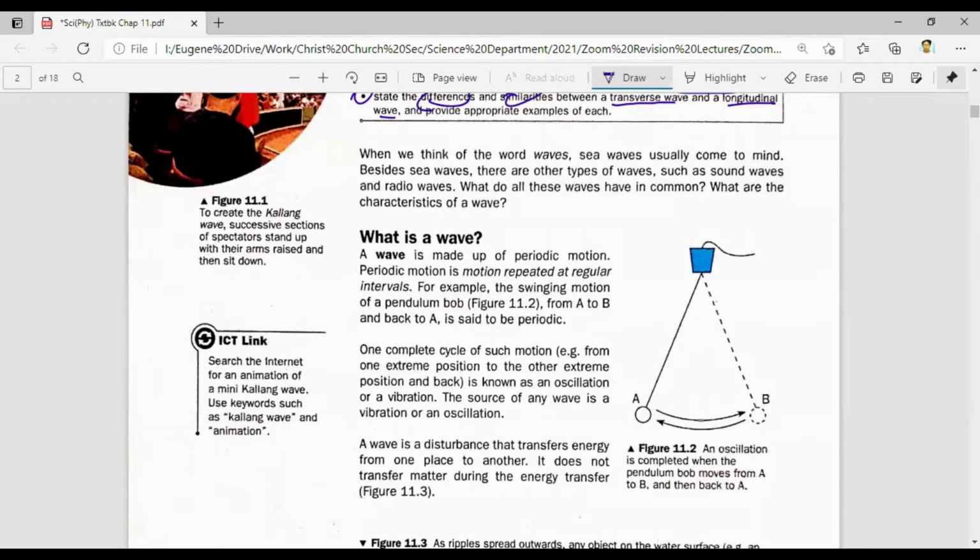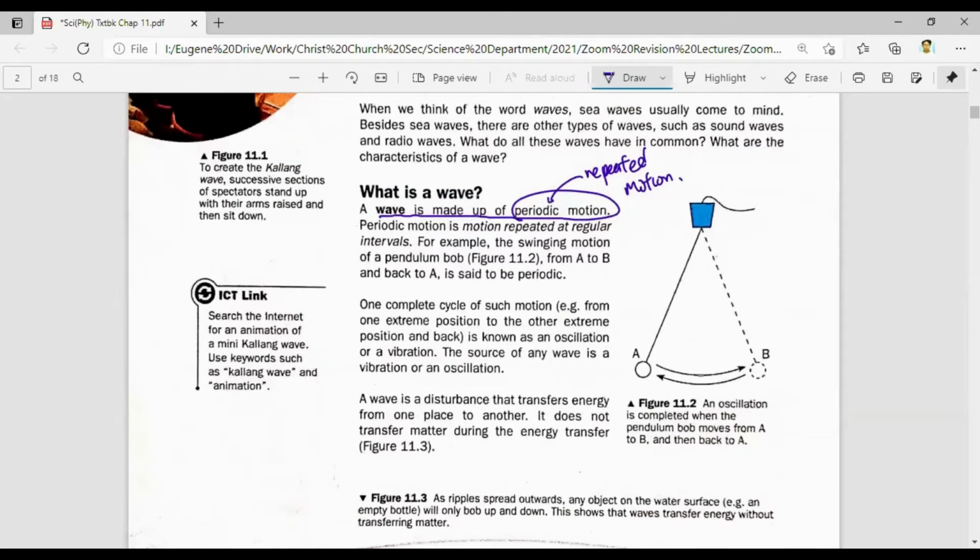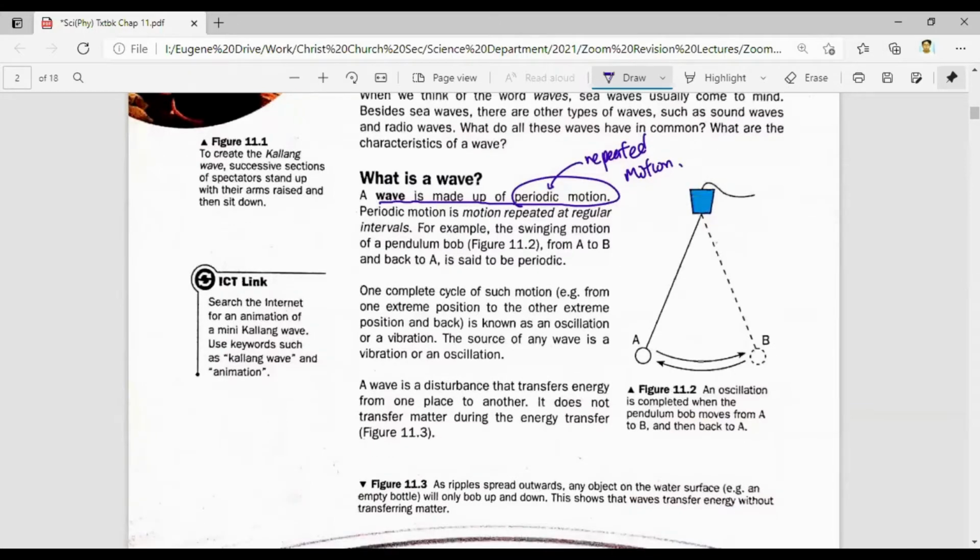What is a wave? So a wave is made up of a periodic motion, where the word periodic actually tells you it's a repeated motion. A repeated motion. So taking a pendulum, you can see whenever you let the pendulum swing, it goes left to right, right to left. Right? This is a periodic motion. So actually, this is made up of a wave. But this is a wave in a sense. Okay, now I need to take note.